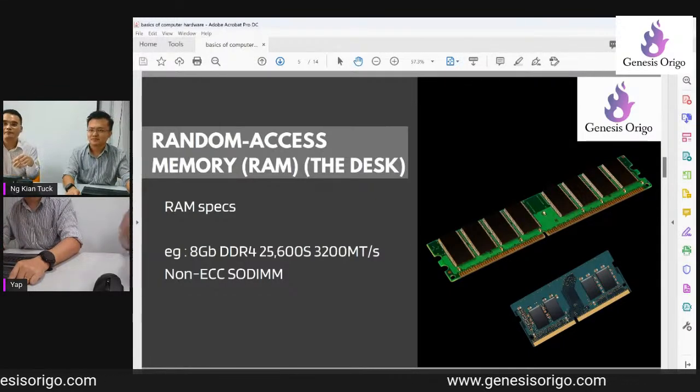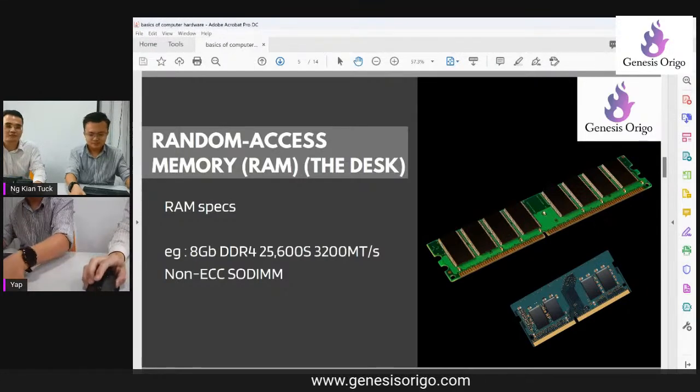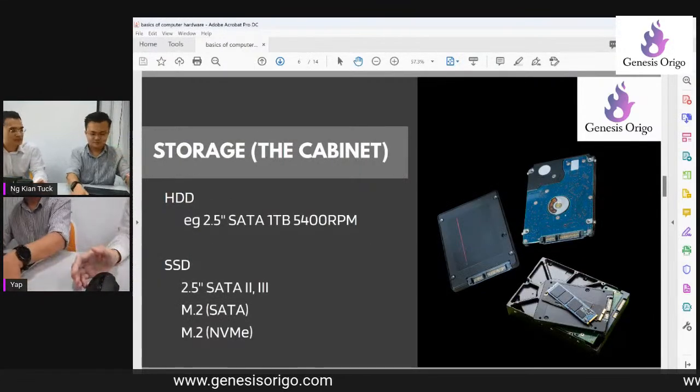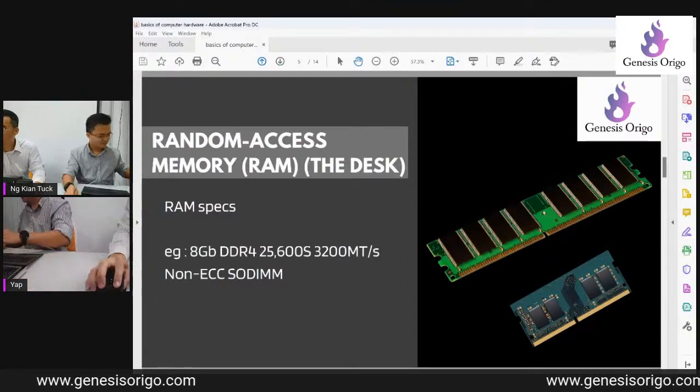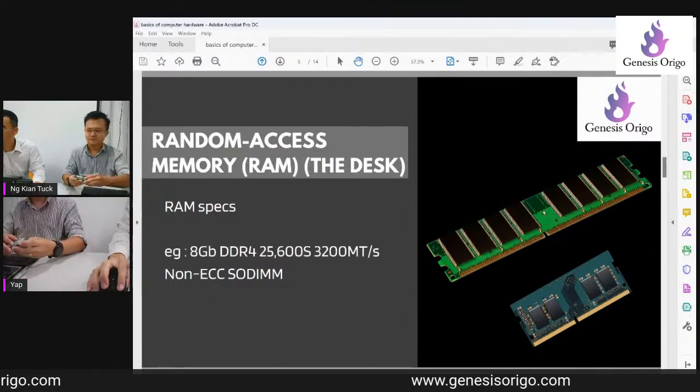If you look at the slide again, we have two RAM sizes. And Mr. Yap also brought us some sample RAM. So let me zoom the camera.